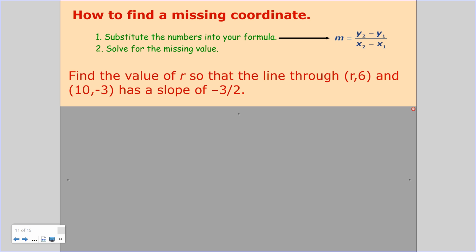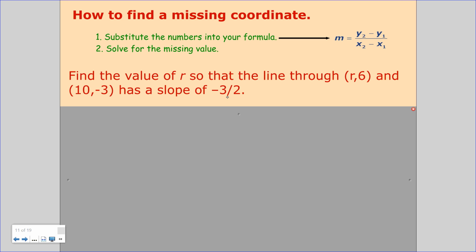Okay, so we've practiced using the formula. Let's take it a step further. In this scenario, we're going to be actually told what the slope of the line is, but we'll be missing one of the coordinates for one of the ordered pairs. So here we're going to find the value of r so that the line through the point (r, 6) and (10, -3) has a slope of -3/2.